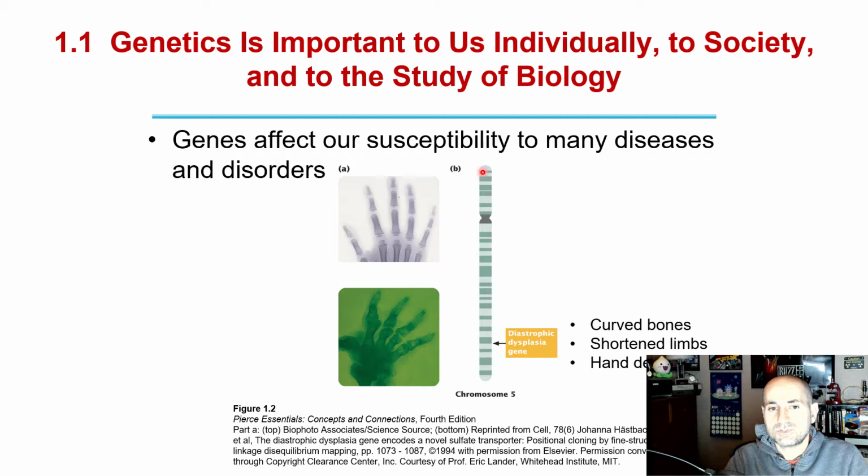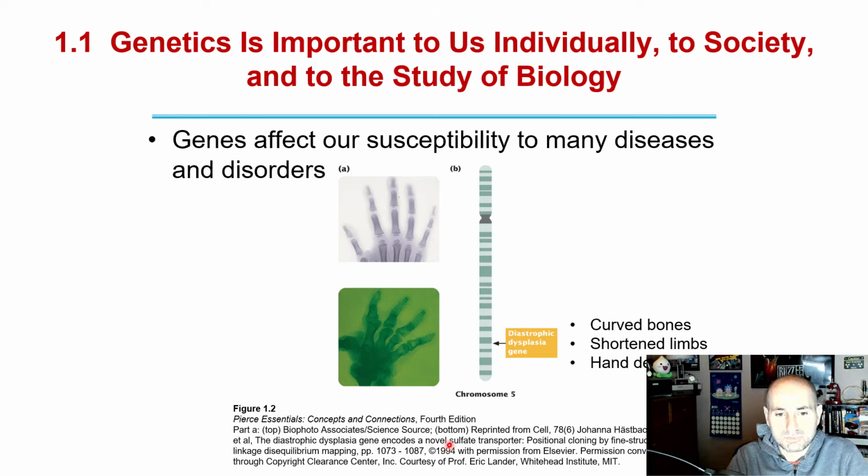So the diastrophic dysplasia gene I was telling you about lives on chromosome 5. It resides on chromosome 5. So on my chromosome 5, you would find this gene. On your chromosome 5, you would find this gene. On everyone's chromosome 5, you would find this gene. And this gene is normally involved in coding for this protein, the novel sulfate transporter.